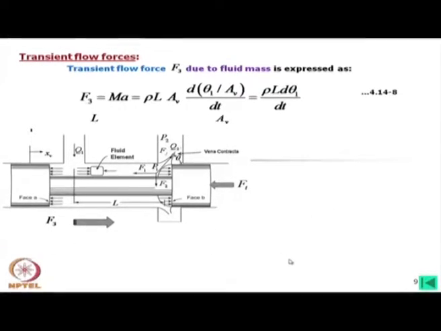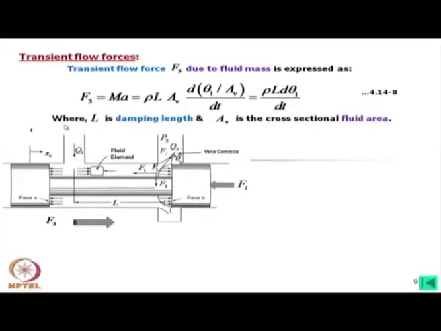Now, F3, say fluid is flowing like this. So, we can say this F3, this transient flow force, is acting in these directions. Now, this length L is called the damping length, and it has a great role in valve performance, because if we make it small, then this force will be small. If we make this large, then the damping length will be higher and this force will also be higher.